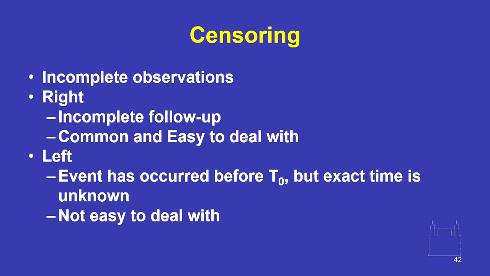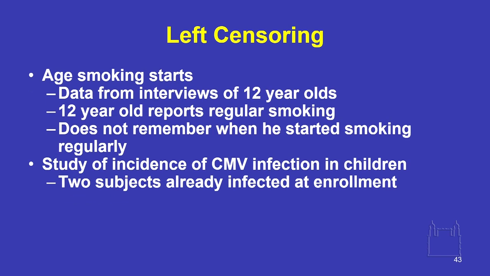If the event occurred before you ever started following them, before that time origin, and you don't know the exact time, that is more difficult. So an example of left censoring: let's say that you're looking at smoking. You want to figure out the age that kids start smoking. You interview a bunch of 12-year-olds, and some 12-year-old says, yeah, I smoke, and that kid doesn't remember when he or she started smoking. That's an example of left censoring.